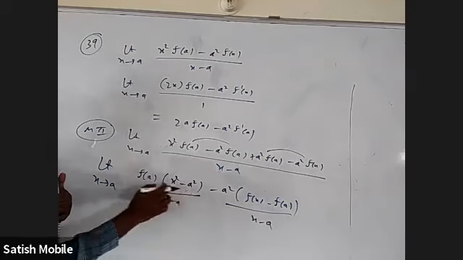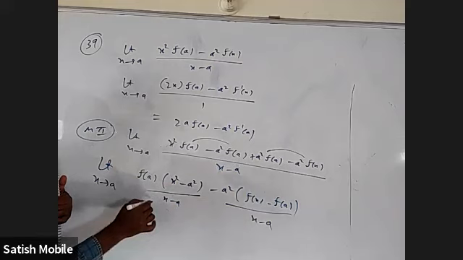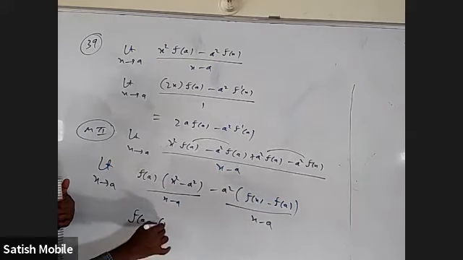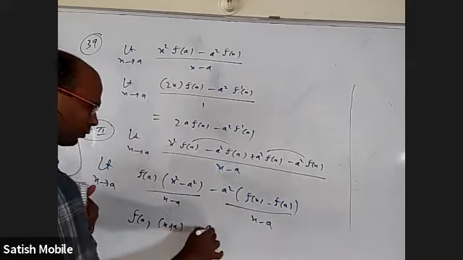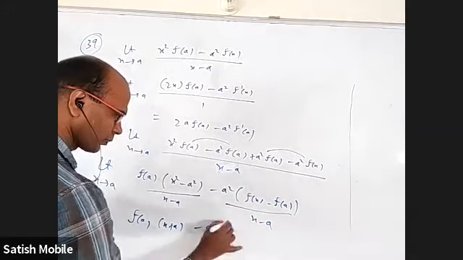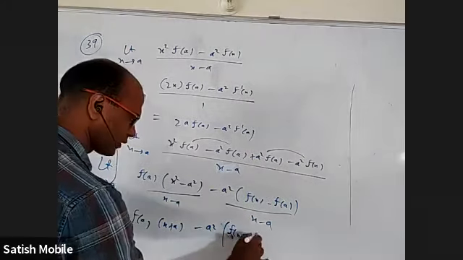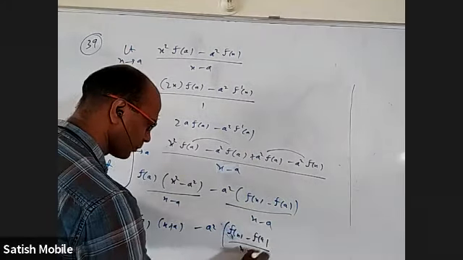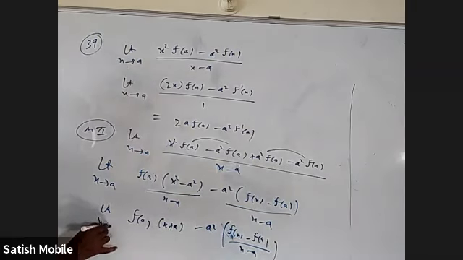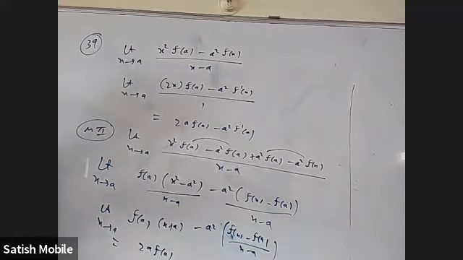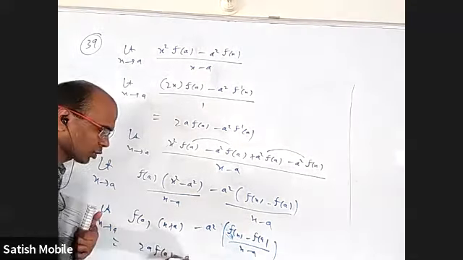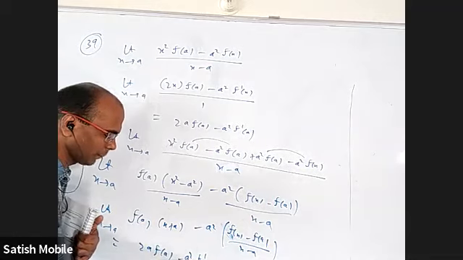Okay, x square minus a square, I can get x plus a into x minus a, cancel. I will get f of a into x plus a minus a square into (f of x minus f of a) by x minus a. Limit x tends to a. When I directly put a, it is 2a f of a. And this is the definition of f dash a, right? Is this not the definition of f dash a? Yes. So directly a square f dash a.